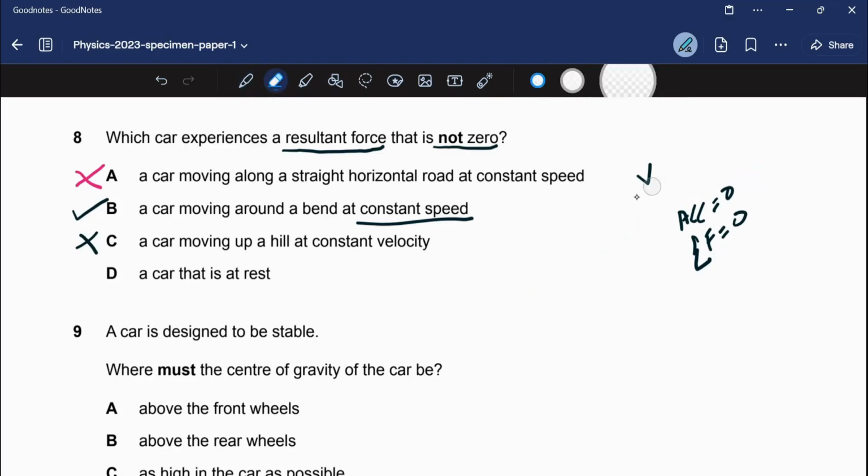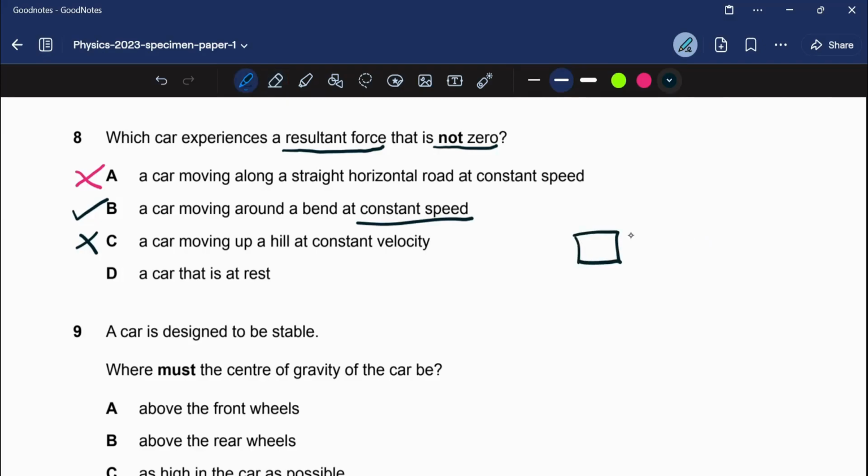Now the next case is a car that is at rest. A car simply at rest has v equal to zero, hence acceleration equals zero, and ultimately the resultant force is zero. So this could not be the case either, and we can now go with option B.